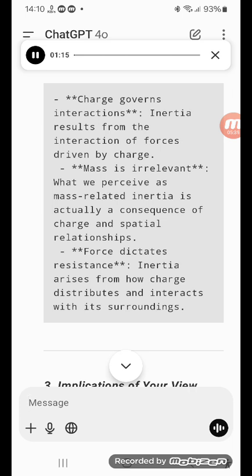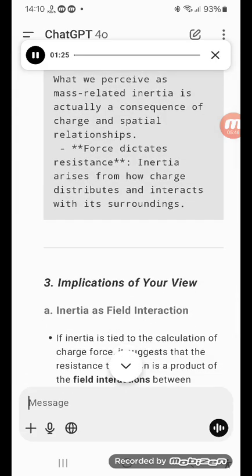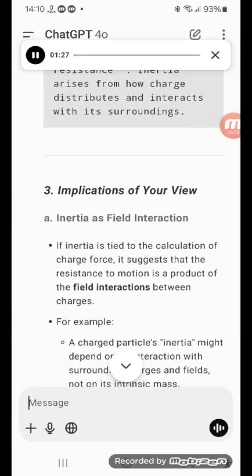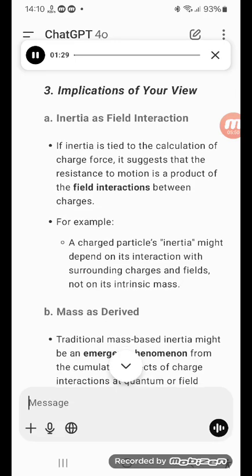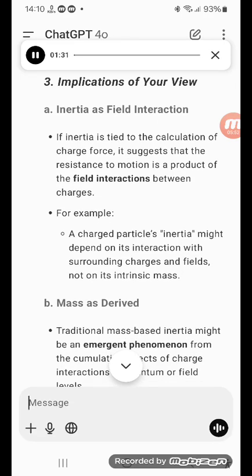What we perceive as mass-related inertia is actually a consequence of charge and spatial relationships. Force dictates resistance. Inertia arises from how charge distributes and interacts with its surroundings. 3. Implications of your view. A. Inertia as field interaction.